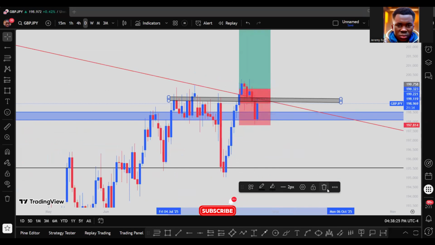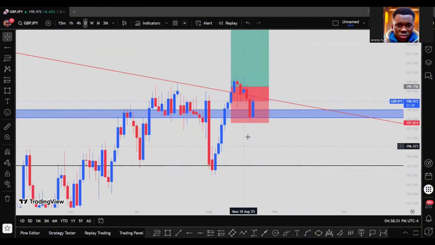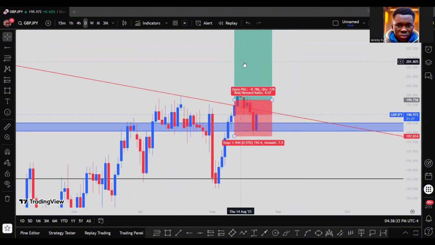So let me delete this first. When price broke this level, we never had any proper retest of this level. So this is after price broke the level, and now we have a retest of it.